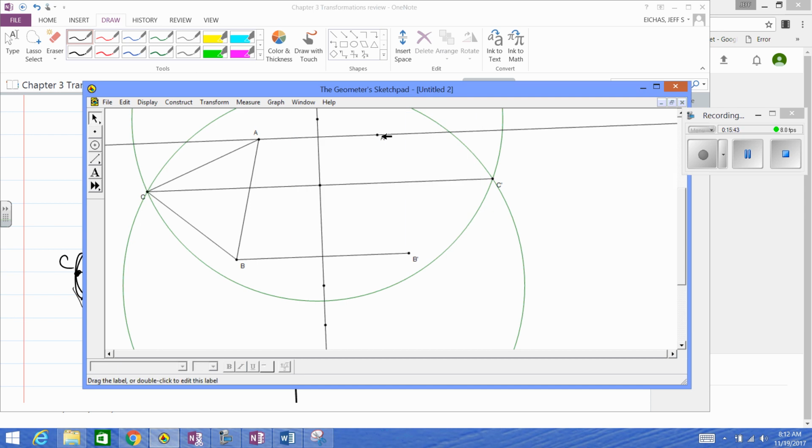Once you get all 3 points, you then use your straight edge to connect them, and there it is. Okay, so that's your construction for finding the image after a line reflection.